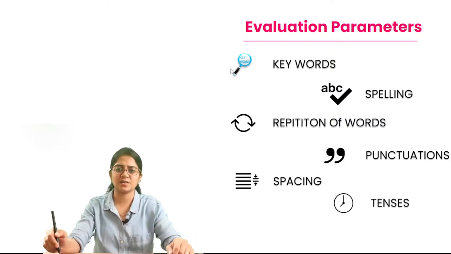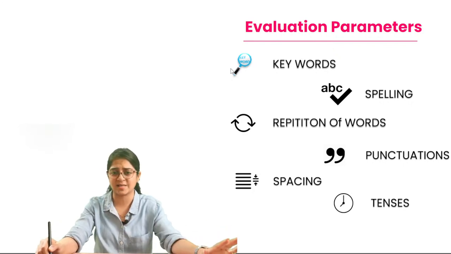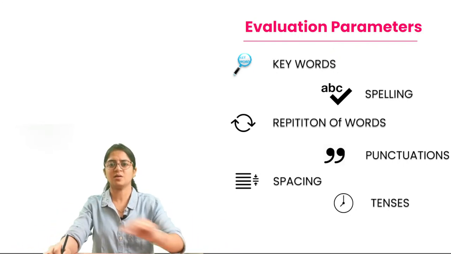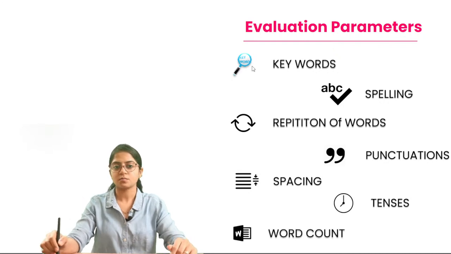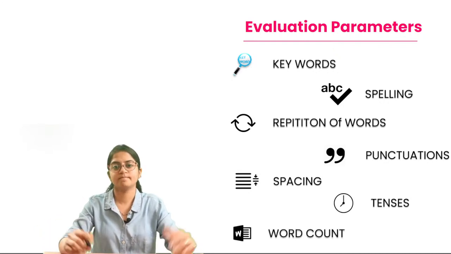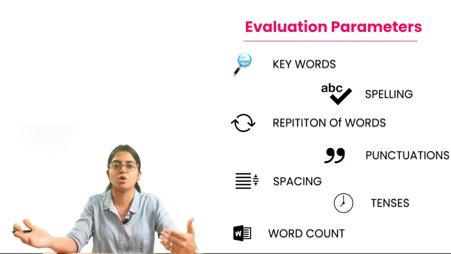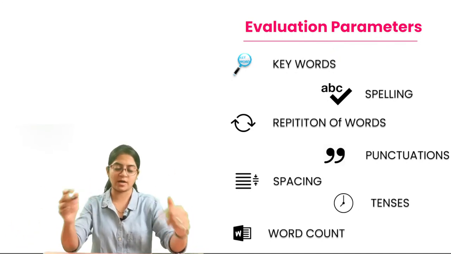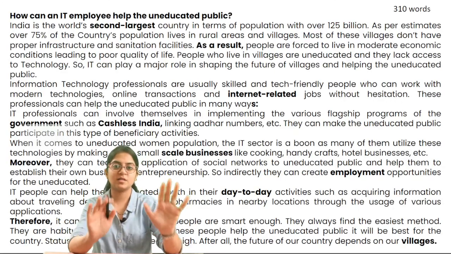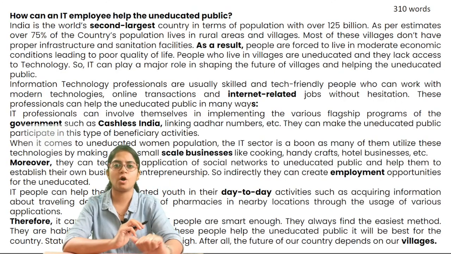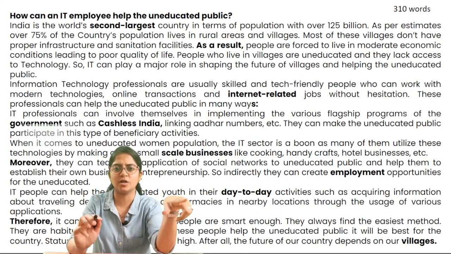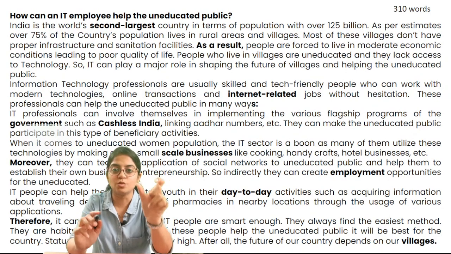Next is tenses. If you go wrong with tense, the entire sentence is wrong. If there is a mistake with the tenses, communication fails. Word count: definitely you have to reach a certain word count, whatever they are expecting. And when it comes to practicing, this is how your essay looks after correction. This is how you have to write. The highlighted words are keywords and transitive words you have to write.